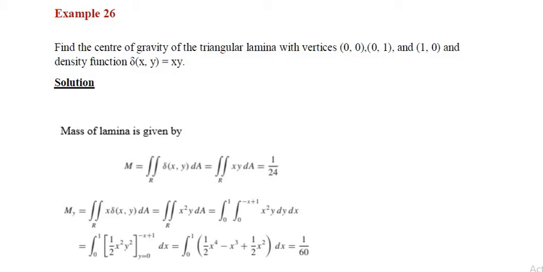So after evaluating it, we get My as 1 by 60. Similarly, we know what our Mx is. Mx is equal to the double integral over R of y into delta of xy dA. So that is the double integral over R of y into xy dA, which is equal to the integral from 0 to 1, integral from 0 to minus x plus 1, of x into y square dy dx. After evaluating it, we get the answer as 1 by 60.